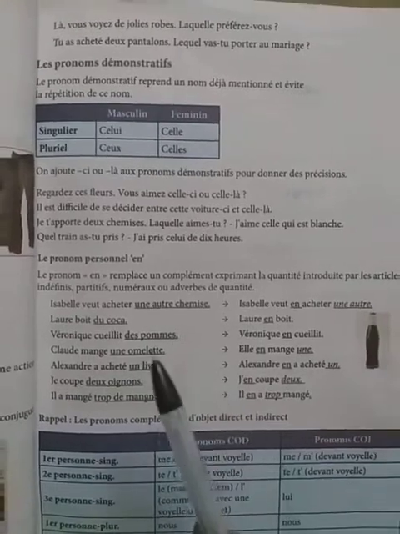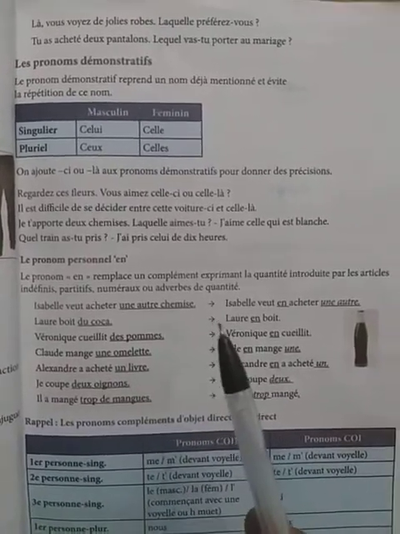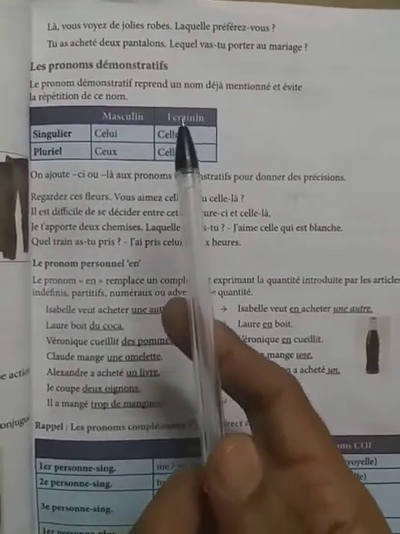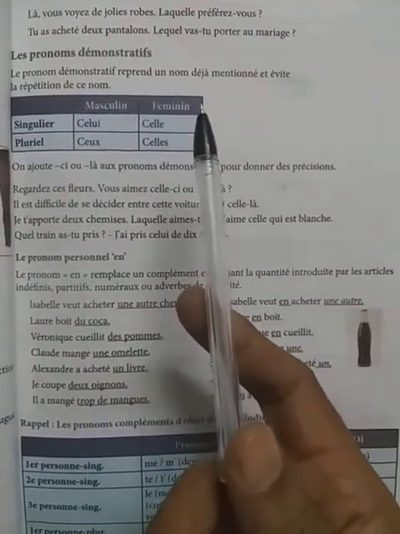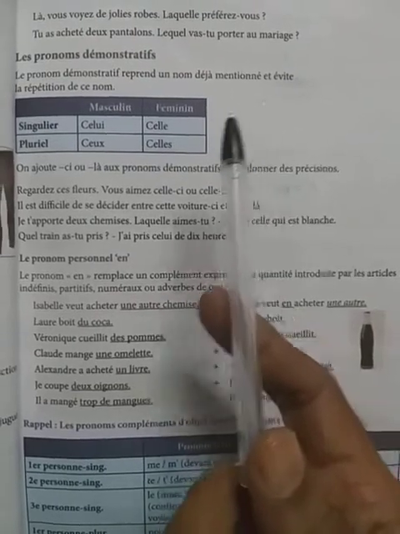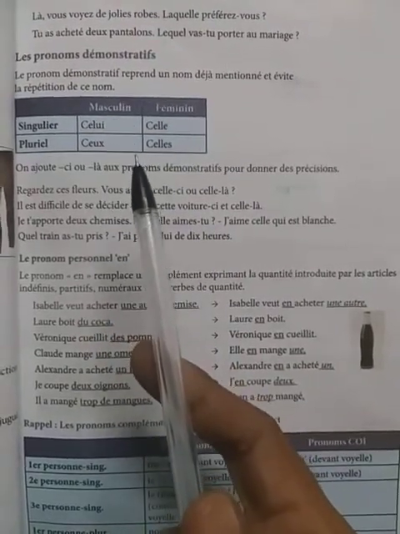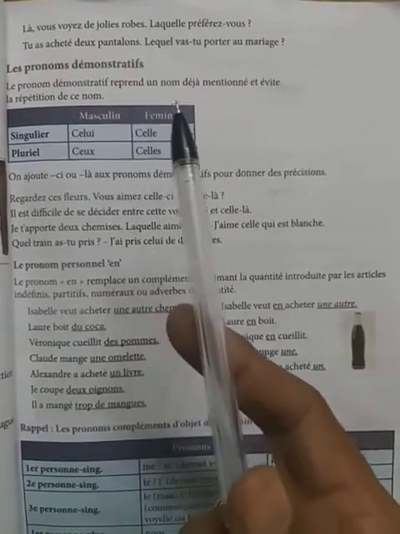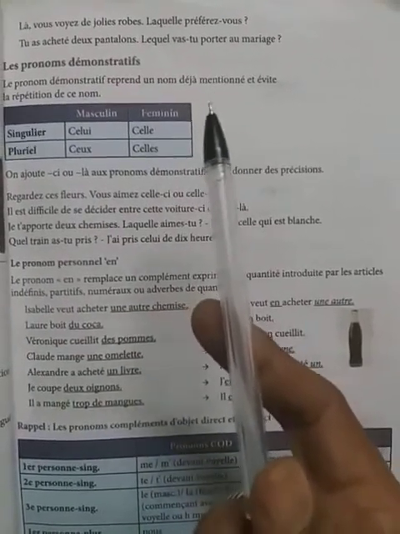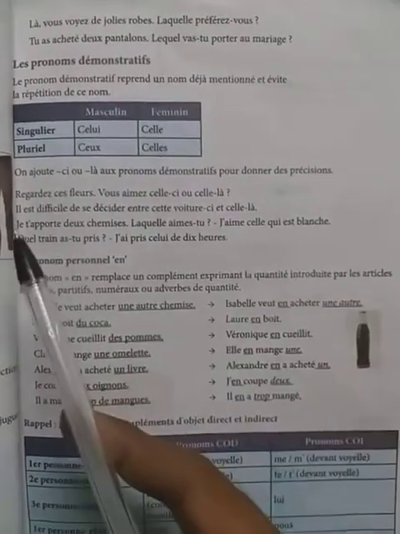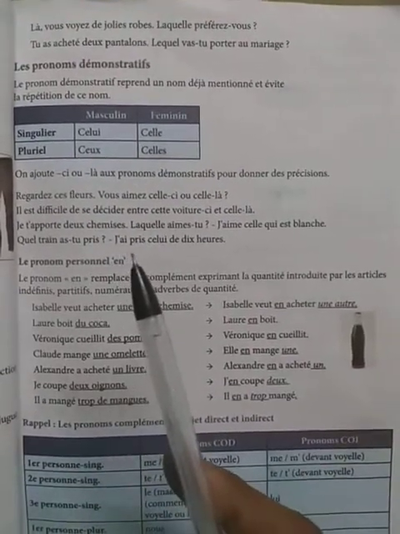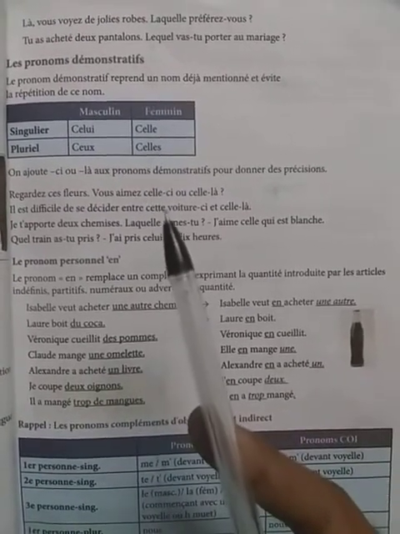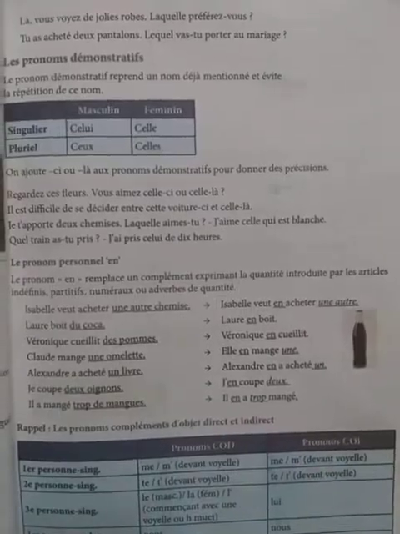Similarly, demonstrative pronouns. The demonstrative pronoun represents a noun already mentioned and avoids the repetition of that noun. In the previous sentence, you would have mentioned some noun. You can avoid the repetition of the same noun by using this.